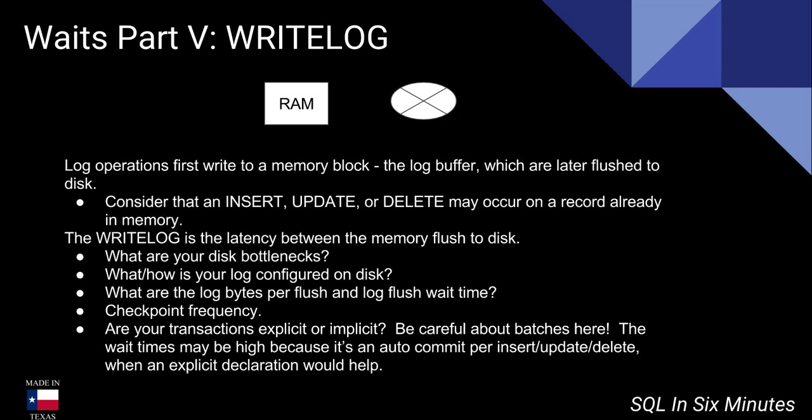You may see differences in the WRITELOG wait types, because in the first scenario, where we're just deleting 10,000 records without opening and committing a transaction, there could be an auto-commit transaction per delete. Think about how slow that is versus beginning a transaction, deleting, and then committing it. Same thing with inserts, same thing with updates. So be explicit.